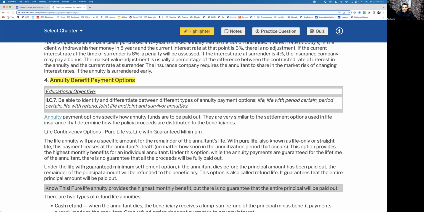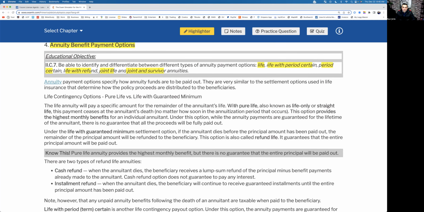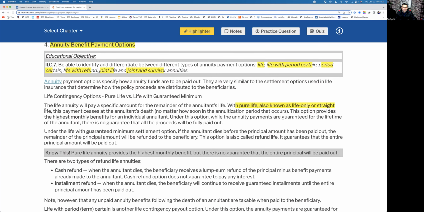Look at this. Life with period certain, life with refund, joint life, joint and survivor. You have to know those, okay? So let's talk about it. Pure life is also known as life only and straight life. You got to know that. Pure life, straight life, life only. I know they're bastards for doing that, but that's the way it is. They want to make it harder on you.